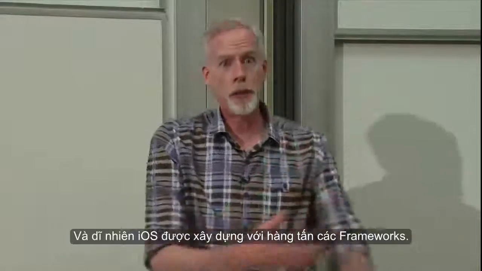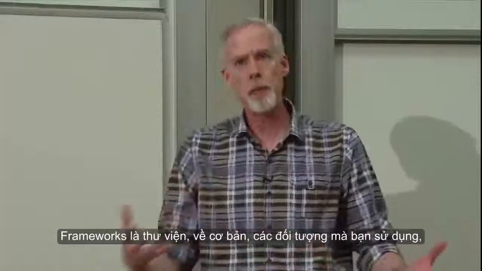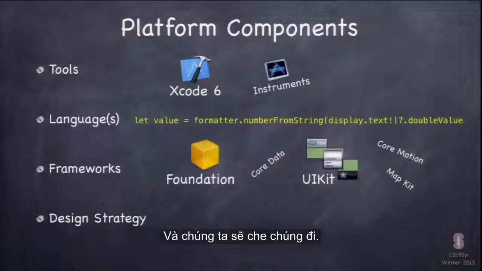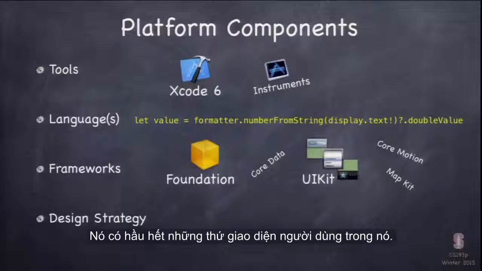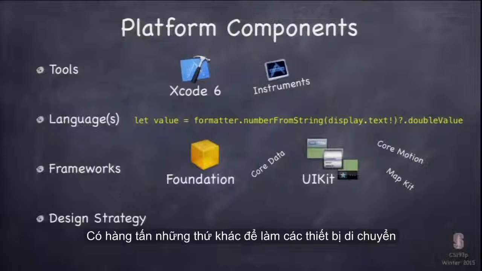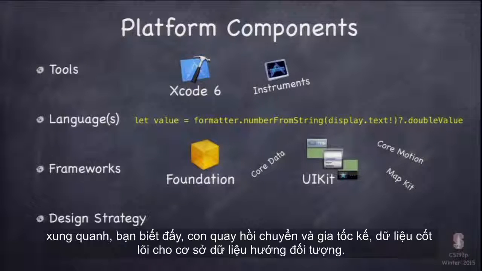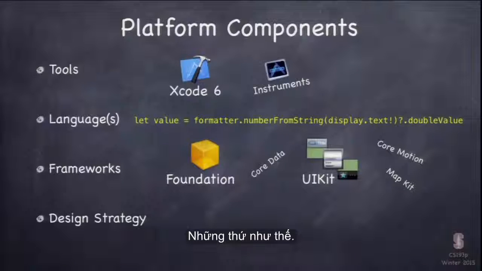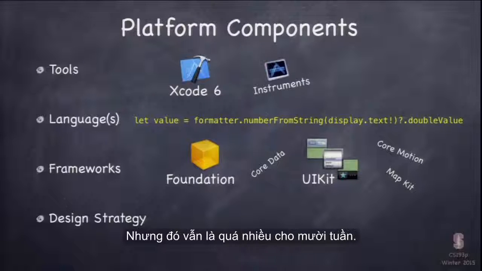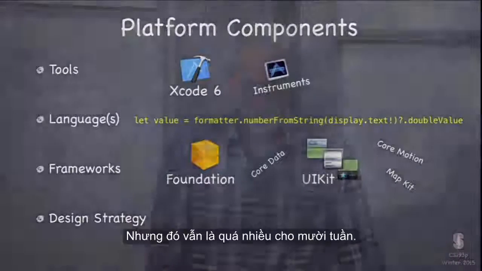Of course, iOS is filled with tons of frameworks. Frameworks are basically libraries of objects that you use as building blocks to build your application, and we are going to be covering them. UIKit is the main one. It's got most of the user interface stuff in it. Foundation is that core services layer that I was talking about. But there are tons of other ones. Core Motion for doing the device moving around, gyro and accelerometer. Core Data for an object-oriented database, things like that. So I'll get to as many of those as I can, especially the big ones. But there's just way too many to cover in 10 weeks.